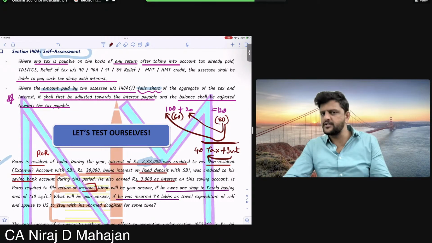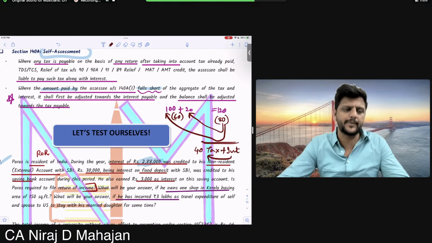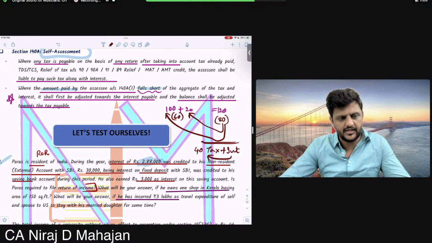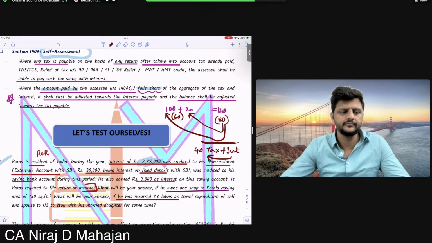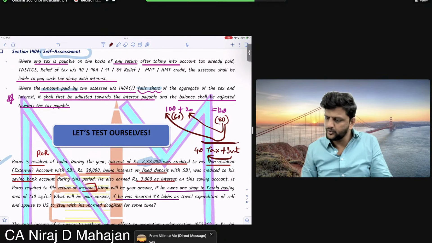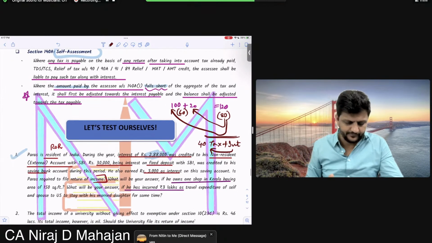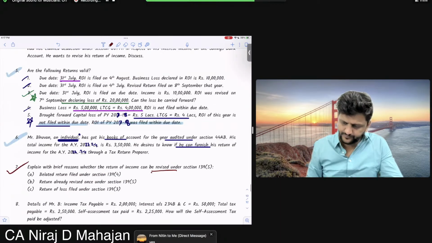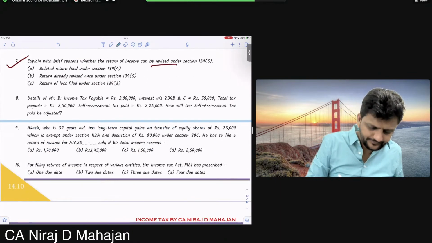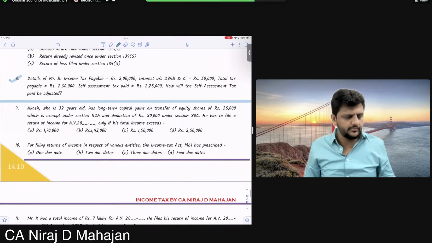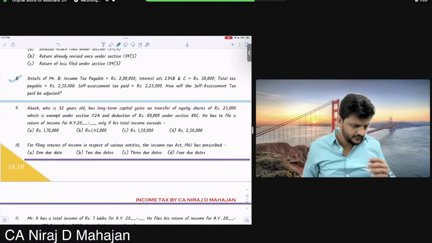So whatever tax plus interest was payable, if it is not fully paid, then first we will adjust the interest, and the balance we will adjust against the tax amount. Understood everybody? Yes or no? Indrajit, okay till here? Khushbu? Good. Okay. Yes, correct. Come to question number 8.